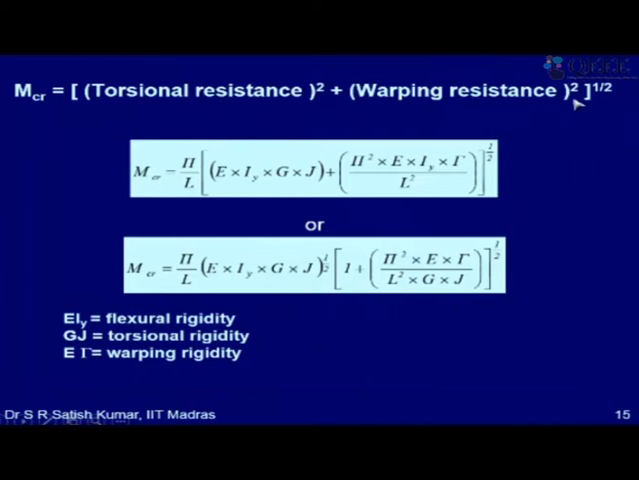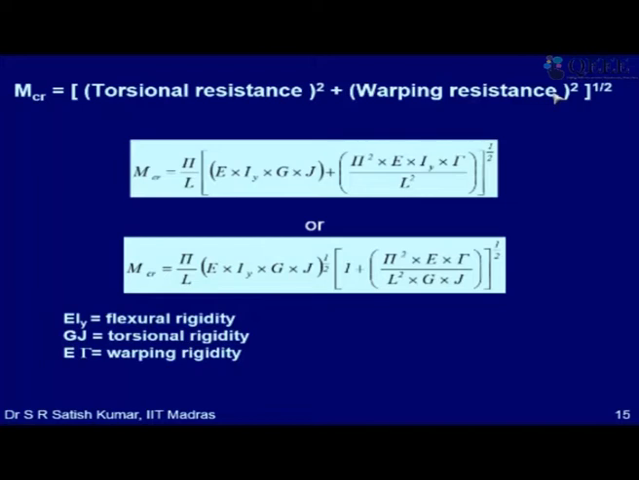Then one more resistance comes into the picture, which is the warping resistance. Again, for I sections, there are two types of torsion. One is called Saint Venant's torsion or pure torsion, where, like in pure bending we assume plane sections remain plane after bending, in torsion we assume that plane sections remain plane after twisting, right? So we are twisting this, but the section remains plane. But when I twist an I section, it will not remain plane, it will go like this.